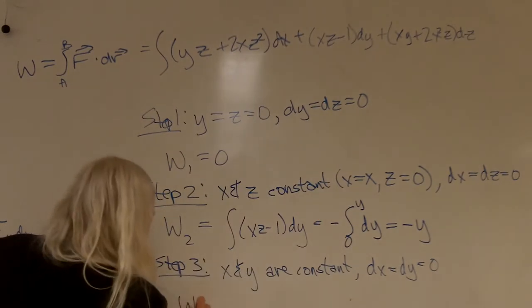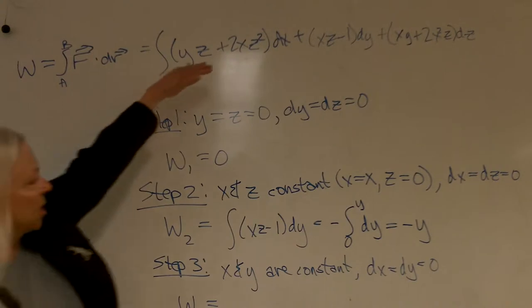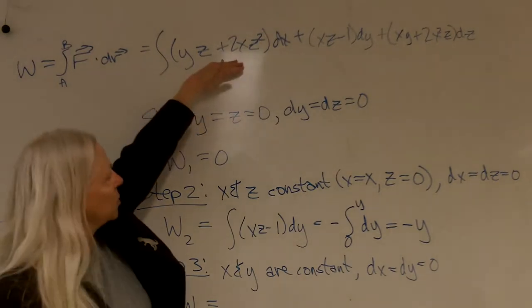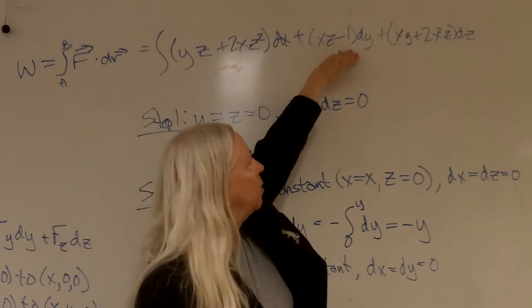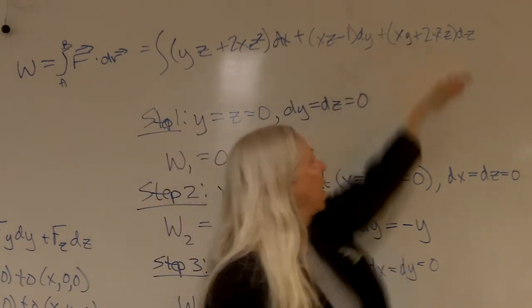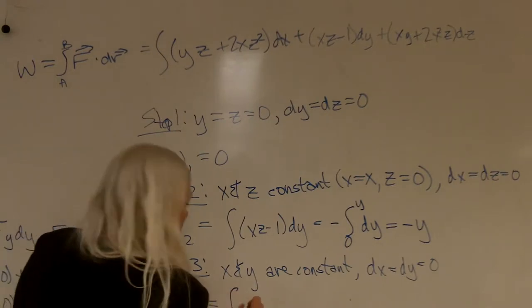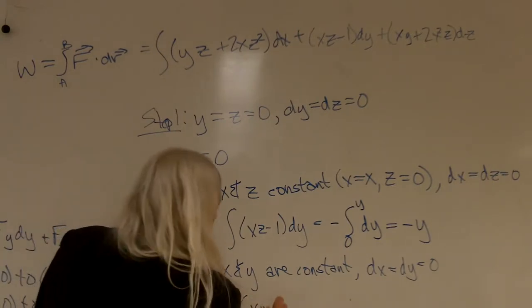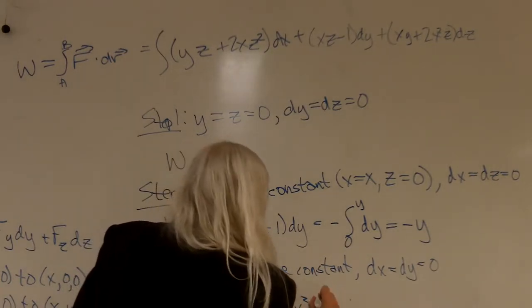So the work done for step 3, we'll call that W3. Again, we're starting with this expression here, but this first term is all 0 because of dx being 0. This is 0 because of dy being 0. So all we've got left is this right here. So it's the integral of the quantity xy plus 2x squared z dz.